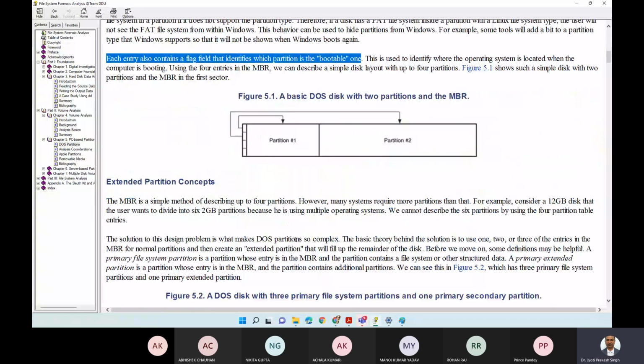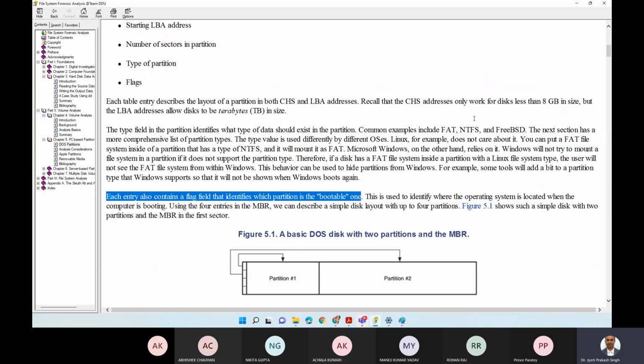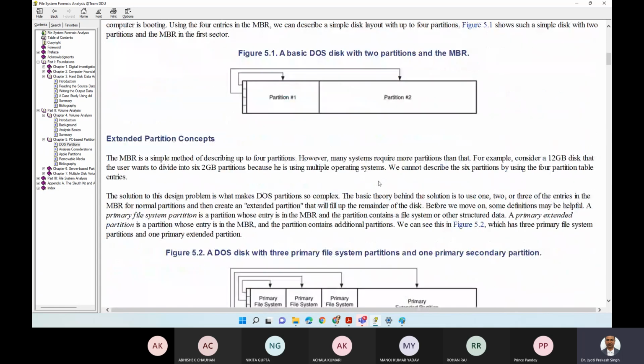Then there is the extended partition concept. MBR is a simple method of describing up to 4 partitions. However, many systems require more partitions than that. For example, consider you have a 12 GB hard disk and you want to divide it into 6 partitions, and multiple OS, or you want to use your disk in that way. So you cannot describe the 6 partitions by using the 4 partition table entries, which is shown here.